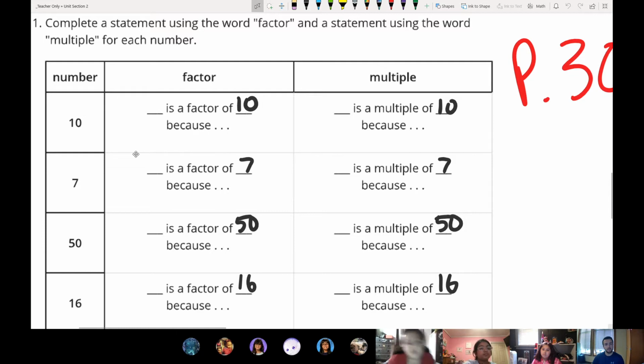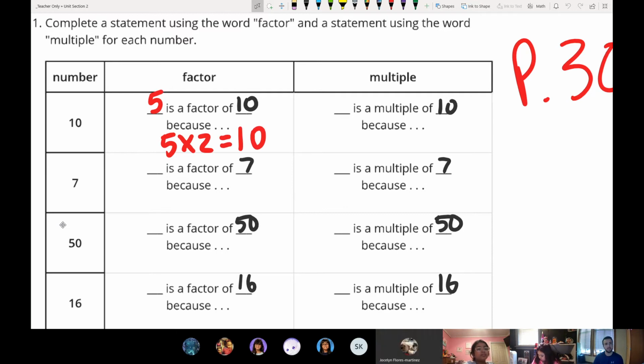Okay. So if I were thinking, what is a factor of 10? Well, what are numbers that can be multiplied together to give me 10? And I'm thinking, well, 5 times 2 would give me 10, wouldn't it? So I'm going to say 5. I could choose 2. I'm feeling 5 at the moment. 5 is a factor of 10 because 5 times 2 equals 10. There's my reasoning. Okay, do you understand that? You're writing down a factor of 10.